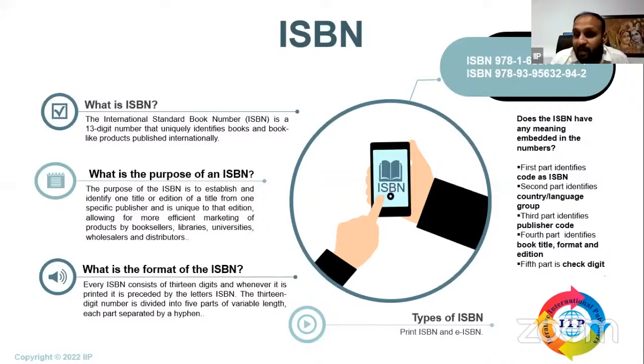And there are two types of ISBN. One is print ISBN, and when the book is available online, it has to be allotted an EISBN, and the print will go with the print mode. I mean the hard copy of the book has to be printed with the print ISBN.